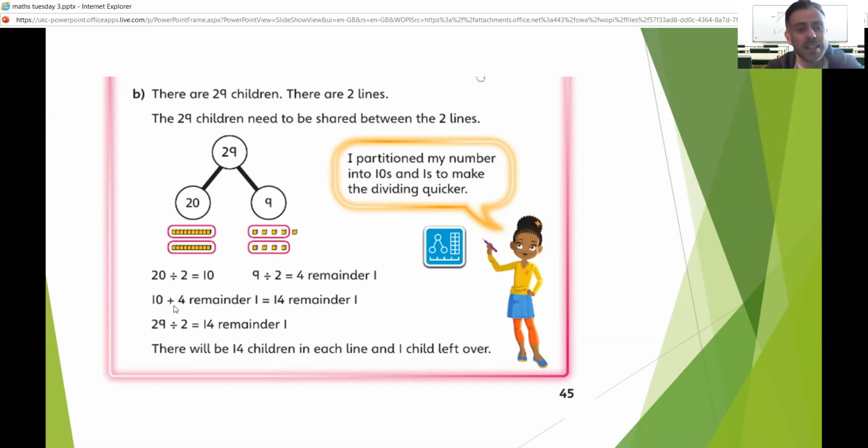But then you have to add these together. So we've got 10, add 4, remainder 1, which is 14, remainder 1. Okay? And you can check this quite nicely. If you do 14 times 2, you should get 28. And if you've got 28, that means you must have 1 more to get to 29. Okay, so the answer for that one, how many children were in each line? It was 14 children, and then there was 1 child left over. That's how it worked. All right, move on.